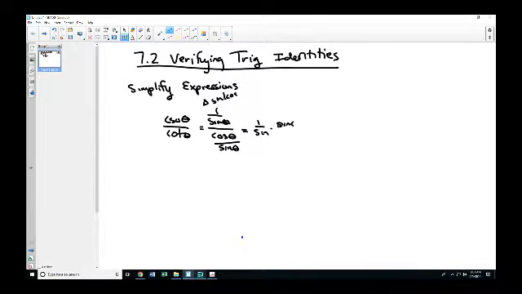Algebra. Get 1 over cosine, and that is secant, right? And that's an identity. Sweet. Come on, computer, keep up. Right, so that would be simplifying an expression, correct? Yes.